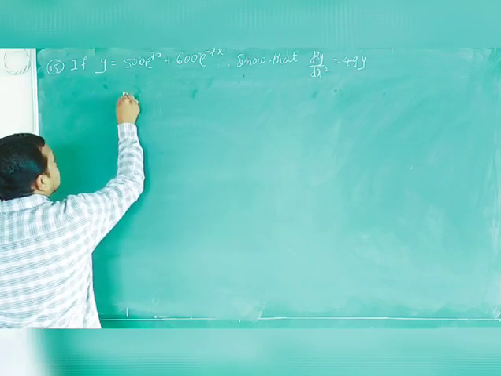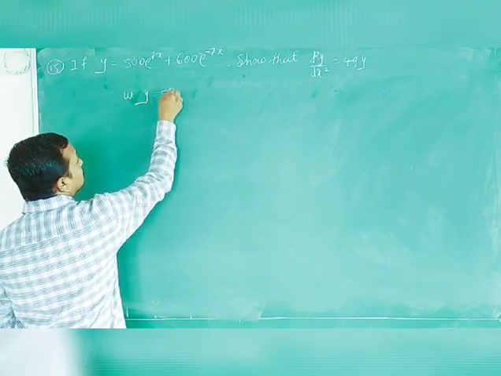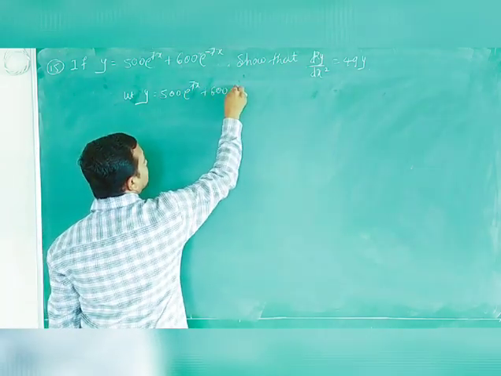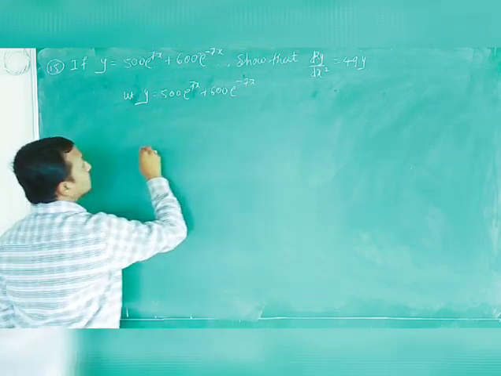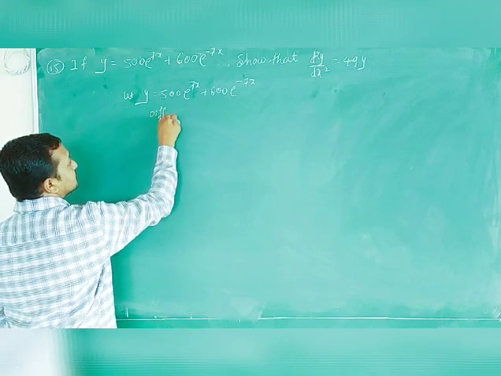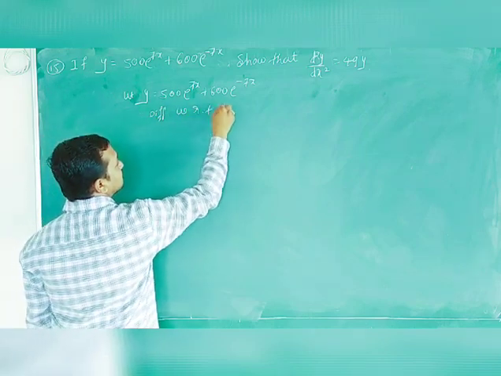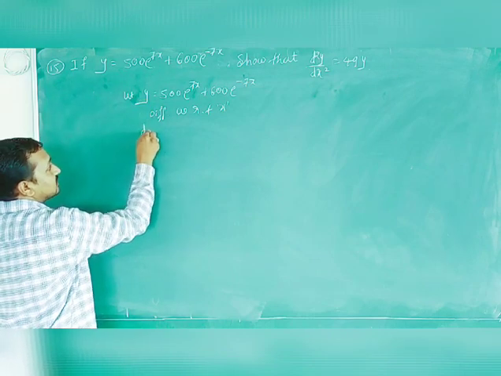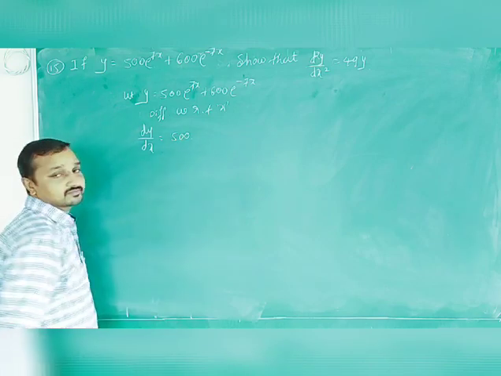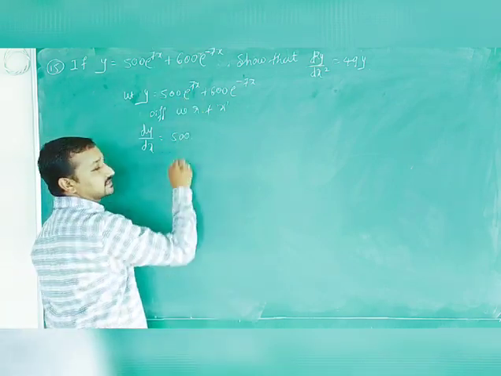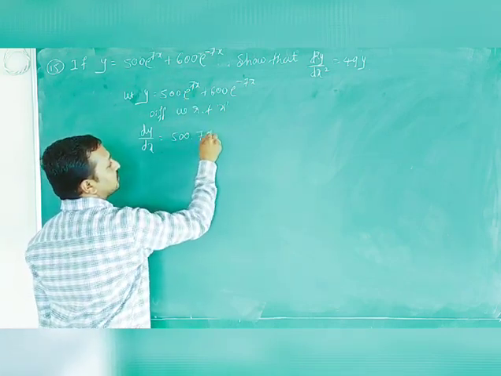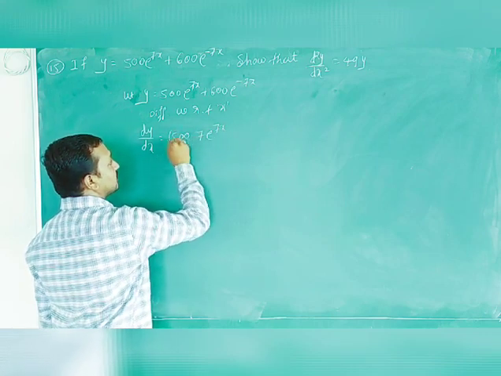Okay? So here, let us consider y is equal to 500 into e raised to 7x plus 600 into e raised to minus 7x. Okay? Then differentiate with respect to x, we will get the derivative of y, dy by dx, is equal to. So 500 keep as it is, the same. Then the derivative of e raised to 7x is 7 into e raised to 7x. Okay?